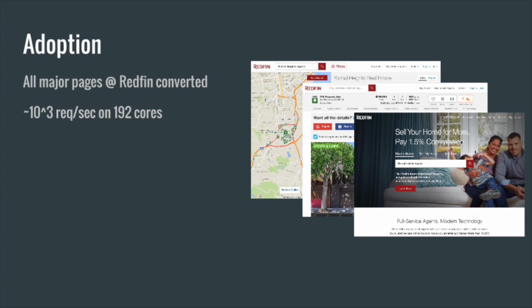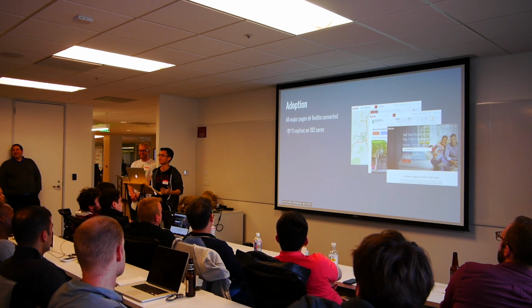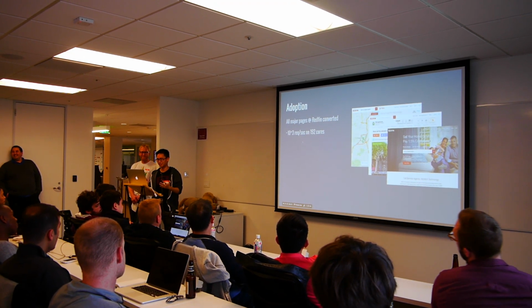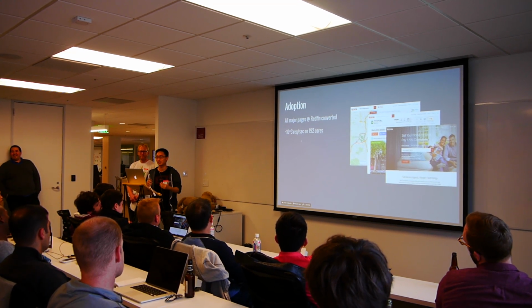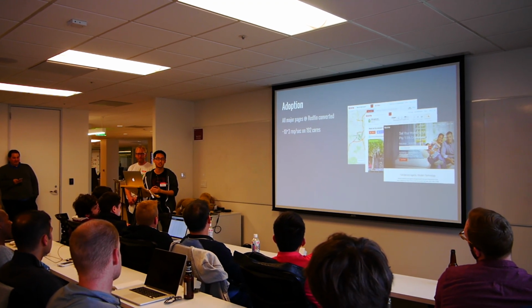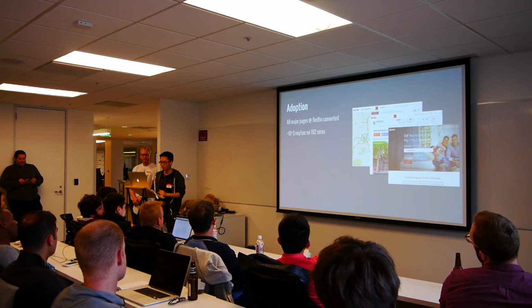To put it at scale, there are around 10 to the third requests coming in per second on 192 cores. This is just to show that React Server is able to handle this amount of requests in this production environment with all these users hitting it.